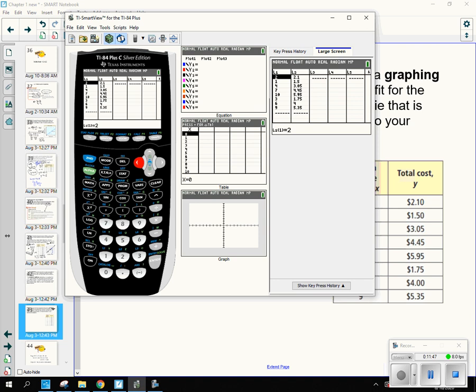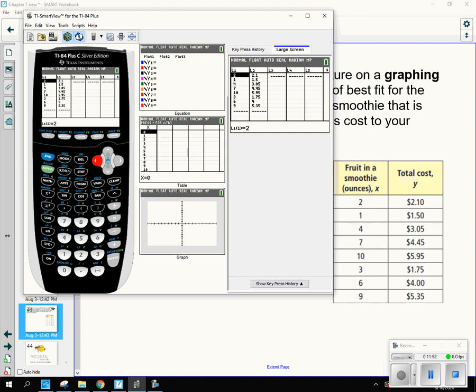And so what I did was I put all the data that's here into my graphing calculator. So take a few minutes, hit pause if you need to. All right, so now we have our data put in.